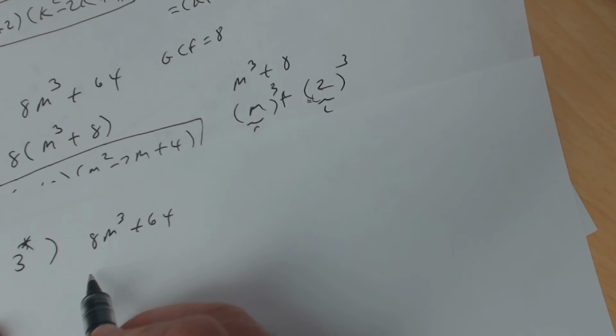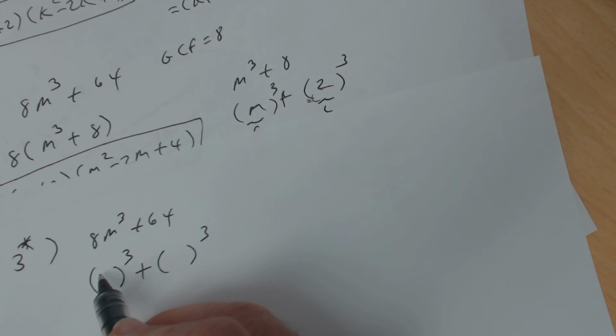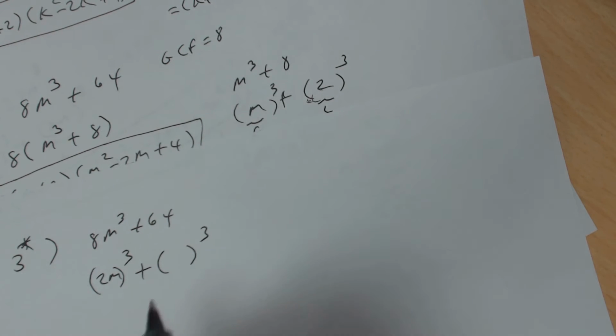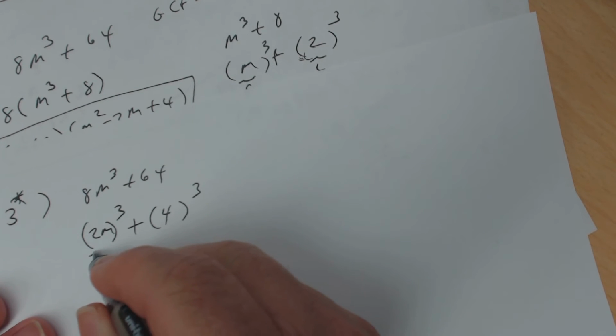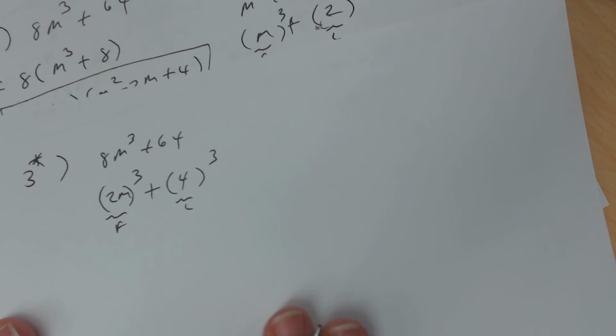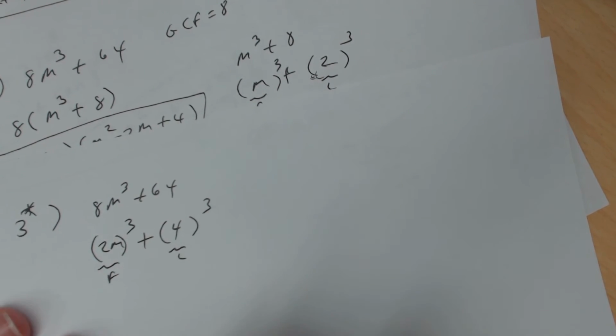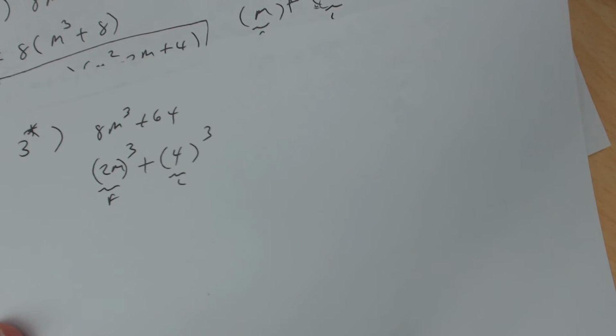if I go directly to writing this as something cubed plus something cubed, it works. I mean, I can fill something in here. It's 2m, because 2m times itself 3 times, it's 8m cubed. And the same thing here, because 4 times 4 times 4 is 64. Okay? So this is your F, and this is your L. Now at the end, you're going to notice something that we're going to have to do. So you see, if you don't use your GCF at the beginning, you're going to have to fix it at the end. You will have to fix it at the end.